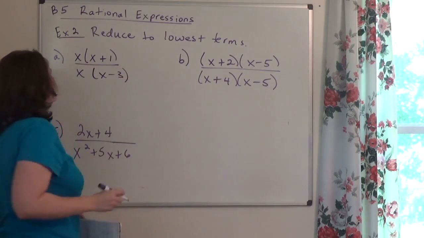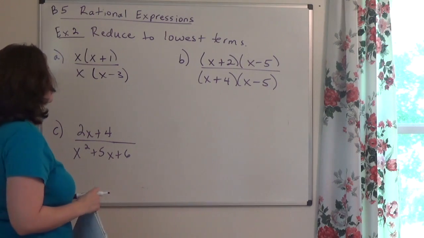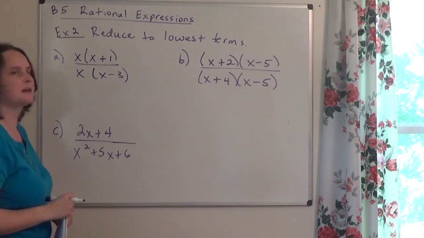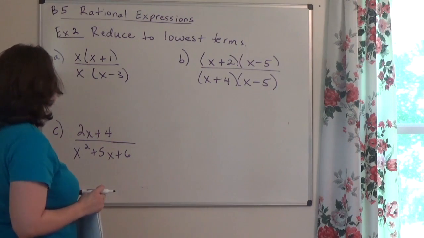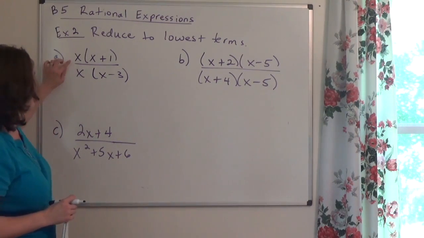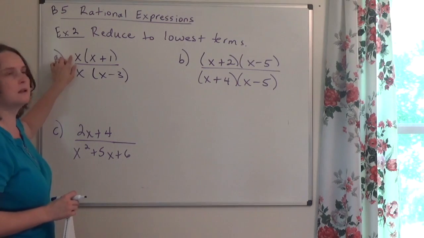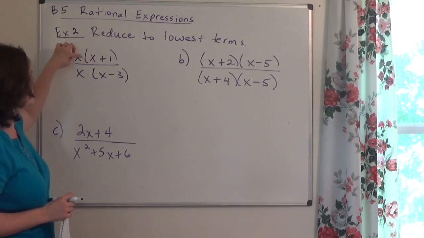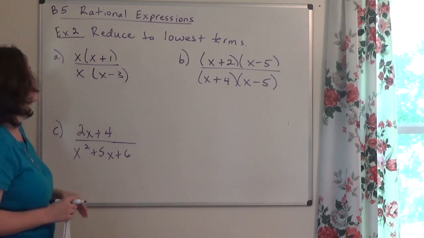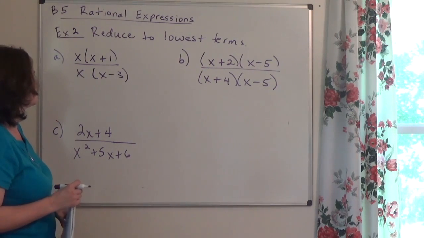So part A, we're asked to reduce to lowest terms x times x plus 1 divided by x times x minus 3. Okay, so you can see that we've got a common factor of x on the top and in the bottom because it's being multiplied to all this other stuff over here. So because these are being multiplied, we get to reduce.